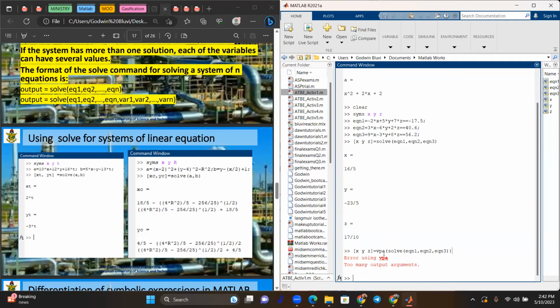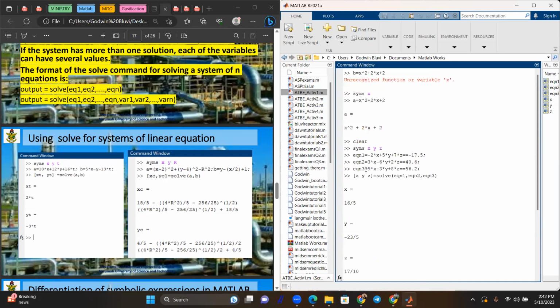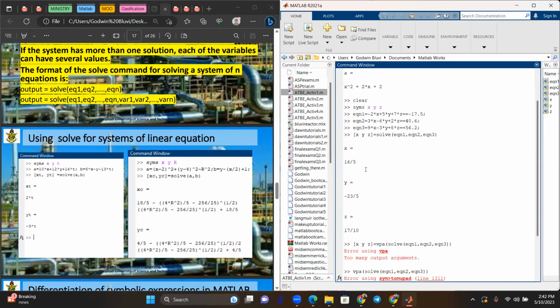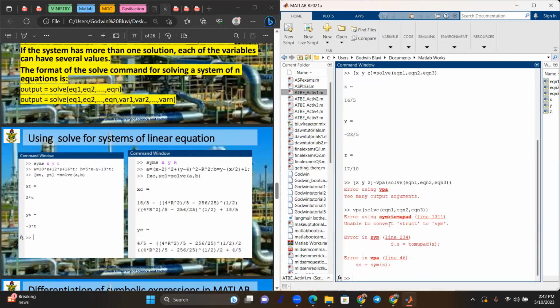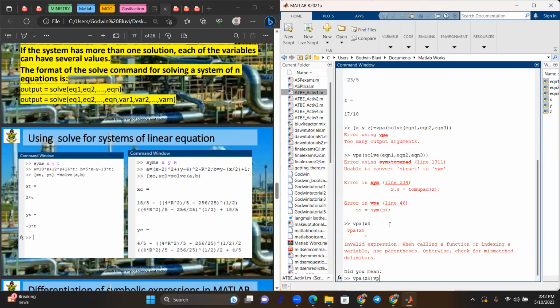Okay, it's fine. Let me just try this, because I know it's VPA. It's actually VPA though. It just doesn't work that way. Okay, let's continue, but I know it's VPA. Let me do this: VPA open bracket X.